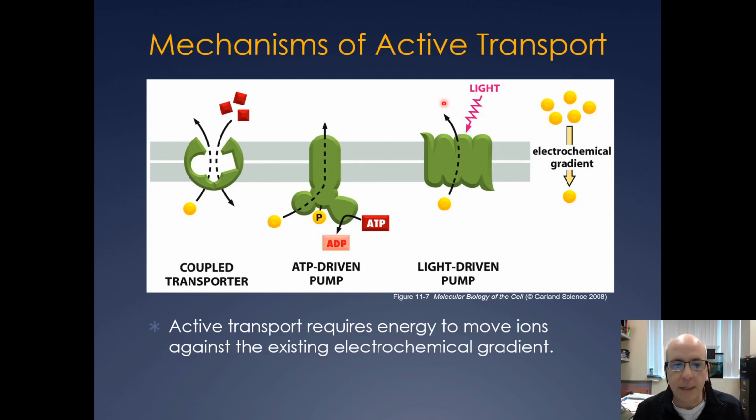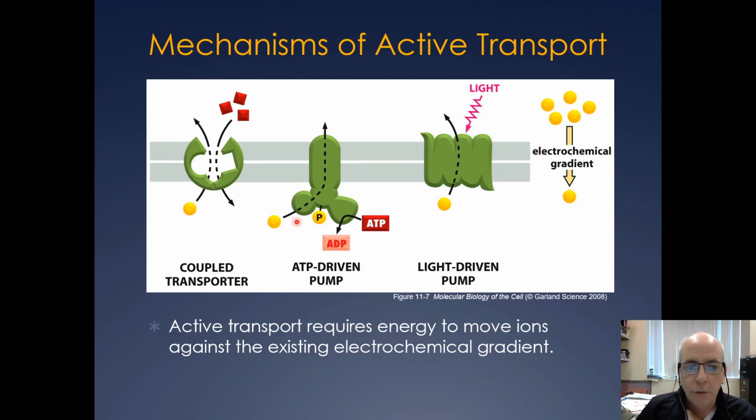And so here are some of the mechanisms of active transport. You can have coupled transporters where you can pump things against the electrochemical gradient by letting things go with their gradient. It doesn't show it here, but the red squares are probably high on the outside, and they want to go in. And by doing that, it can move a molecule out.